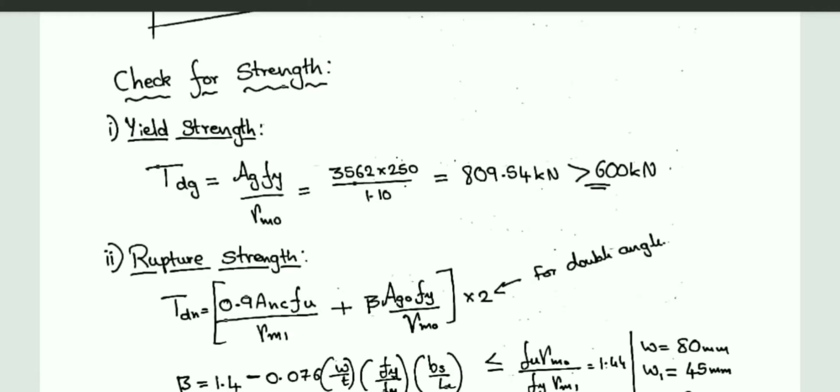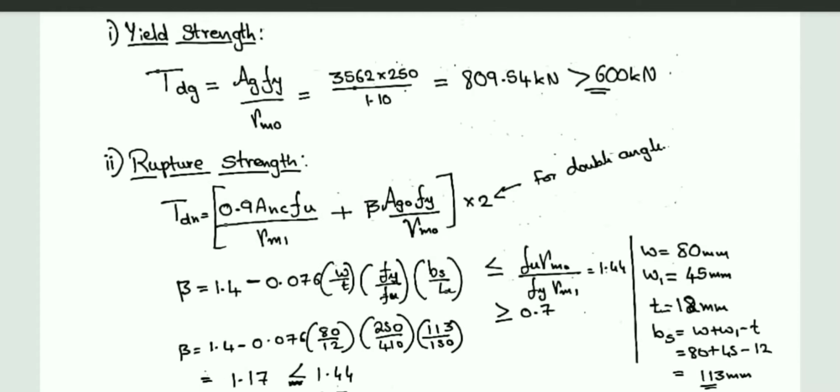Okay, so TDG, the first one, will be equal to AG Fy divided by gamma m naught. AG will be the obtained value for the double angle 3562. The provided value into 250 by gamma m naught, you will get 809.54 kilonewton. It is greater than the load to be transferred, so it is safe against the first one.